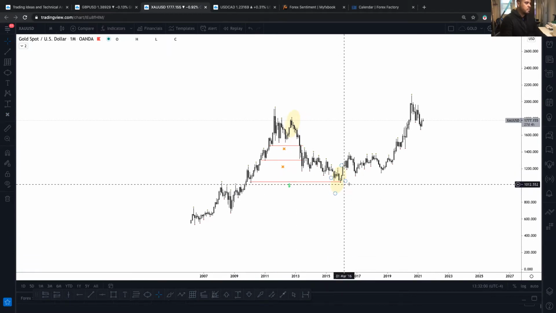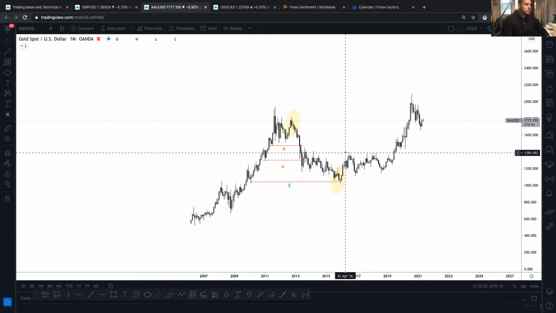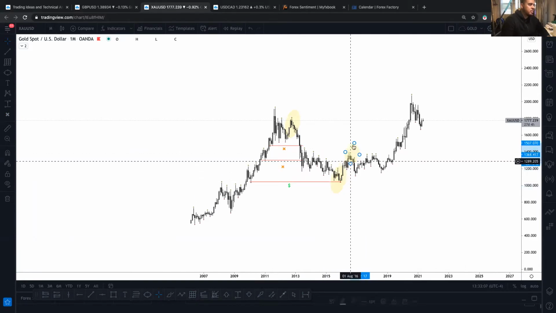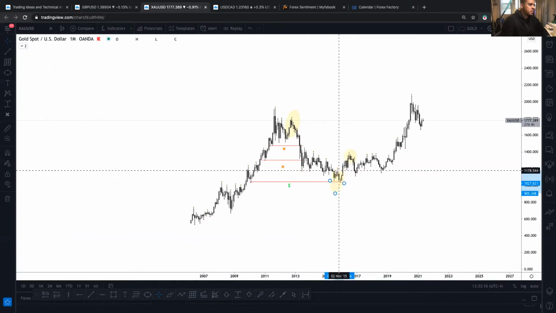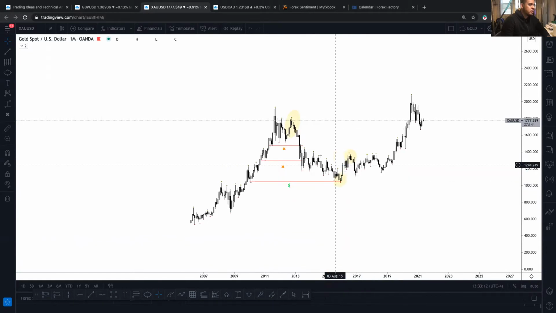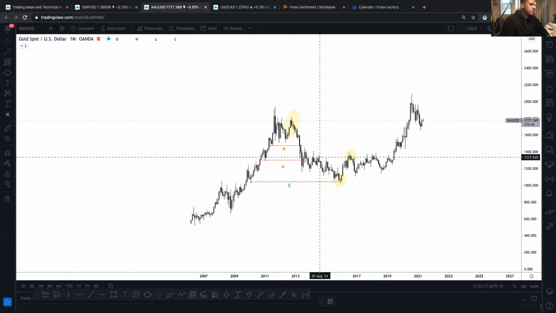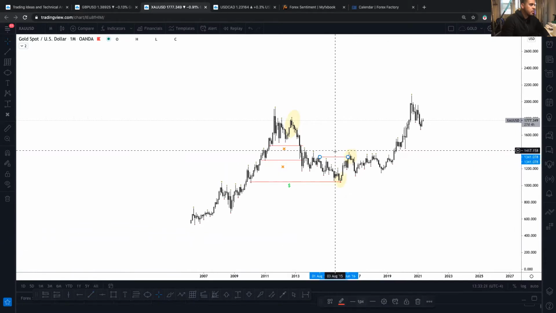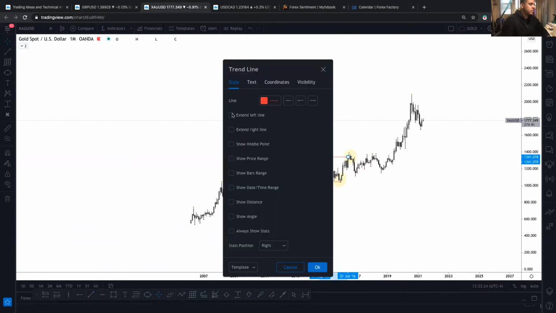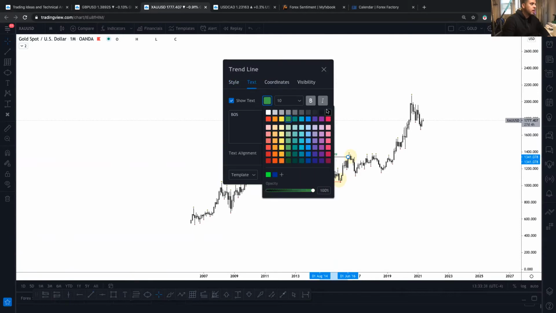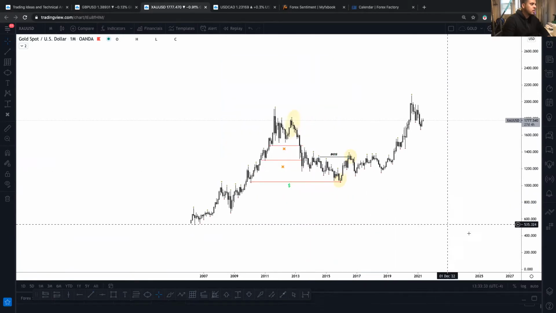Now from this point, we had a break of structure, didn't we? You see this high right here? From this high right here, I'm going to have to make it small. So now this is a break of structure right here. Break of structure. We're going to change the color, make it black. We had a break of structure. That was a break of structure.